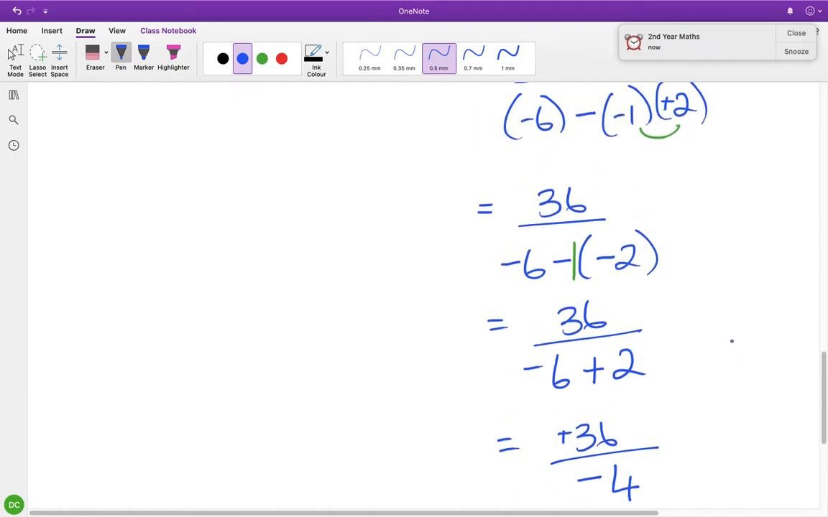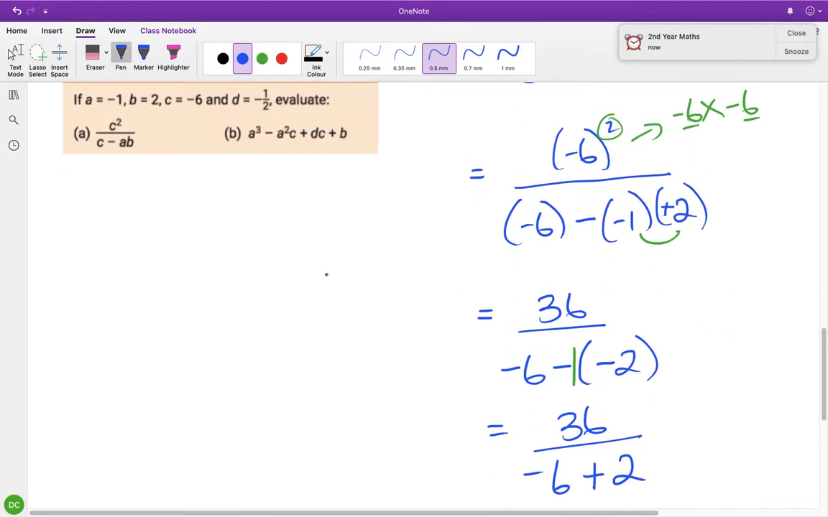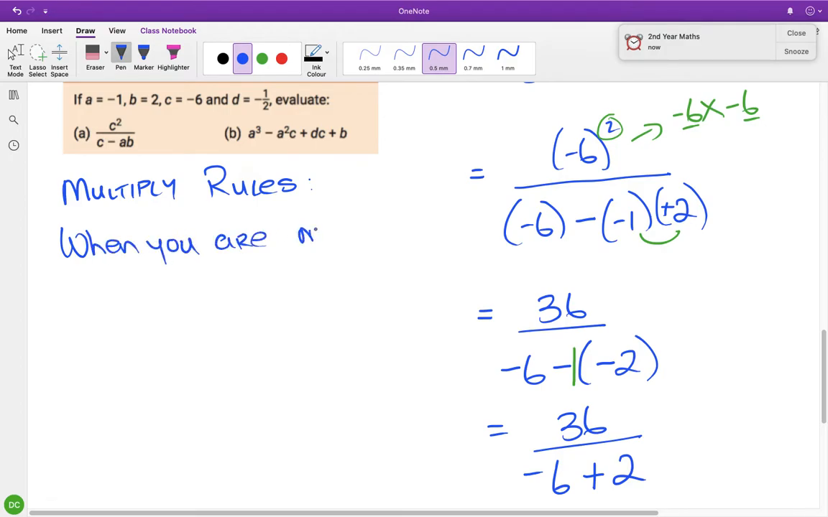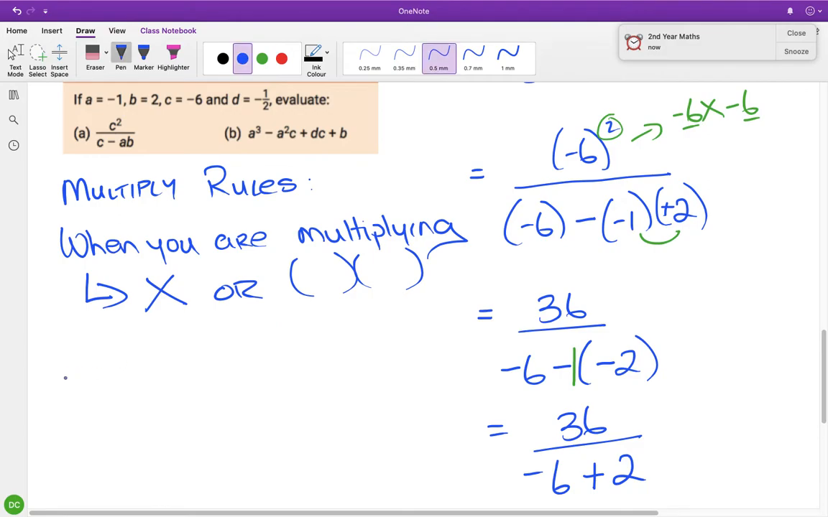Okay, so few things there. You should know these, but just in case you don't, the multiply rules. When you are multiplying, how do we know you're multiplying? There will either be a multiply sign or there will be brackets.